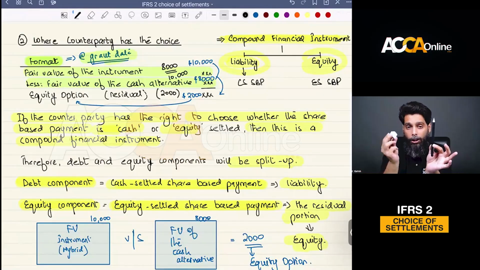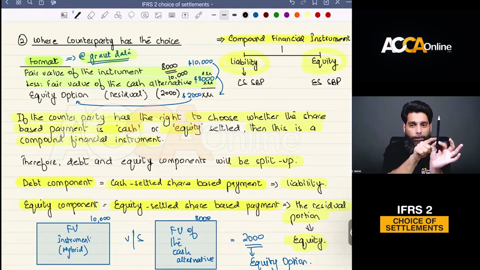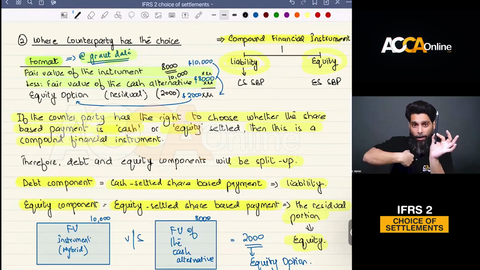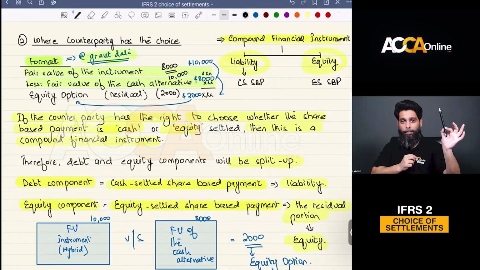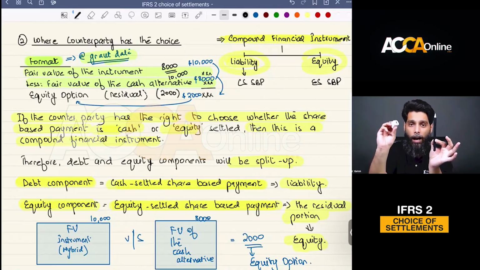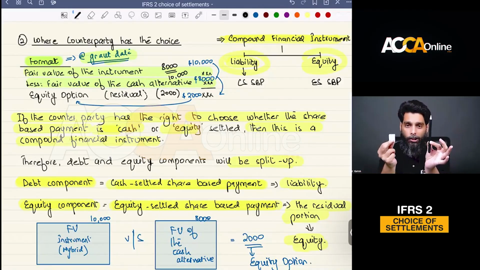And here you only have the option to settle in cash. I will give you your money back. Here you can even ask for shares of our business. And here I will only return you some cash. Which type of instrument do you think will be more valuable for you as a holder? Which type of instrument would you prefer?